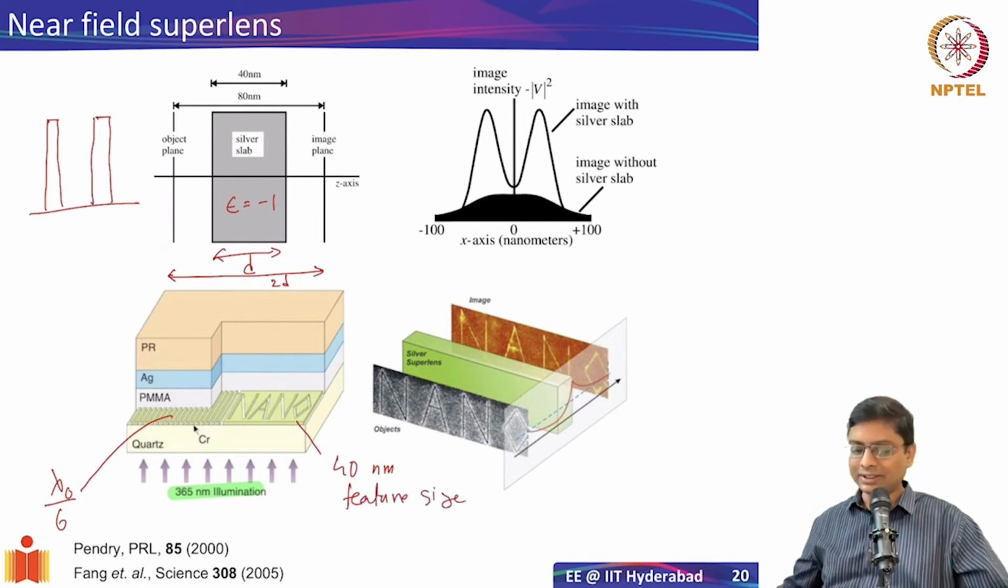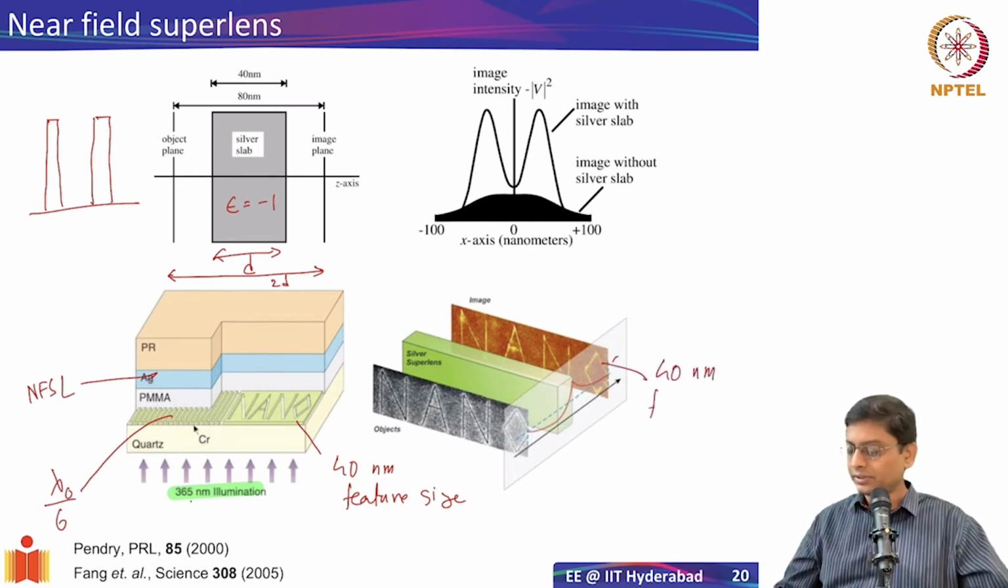When they illuminated that object, it propagates in a medium. This thickness is going to be my spacer, and then this is my near field super lens, NFSL. In the photoresist on the top, they were actually able to image the object, and that's what is shown here. So you have the object, the near field super lens, and this is the image plane. What you're able to see is that with 365 nanometer light, we are able to image objects with 40 nanometer features faithfully.